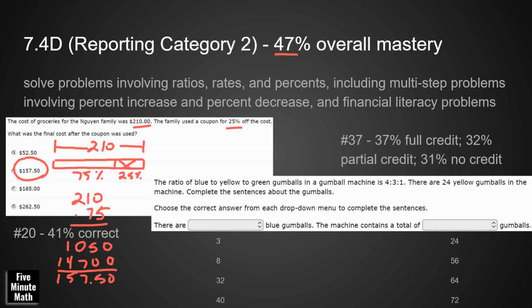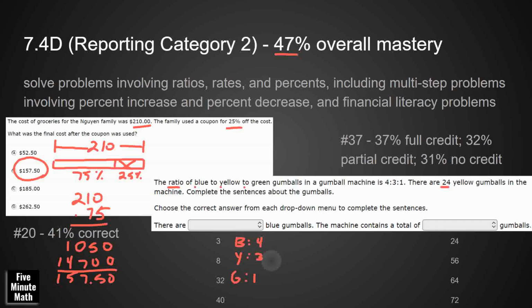Number 37 was an inline choice, so it's a 2-point problem, but you notice we have a ratio, but look at this, blue to yellow to green. So let's write that right here. Blue to yellow to green is 4 to 3 to 1. So this is the first time that we've seen a 3-part ratio. Typically, it's a 2-part ratio. And what we need to do is find 24 yellow gumballs.